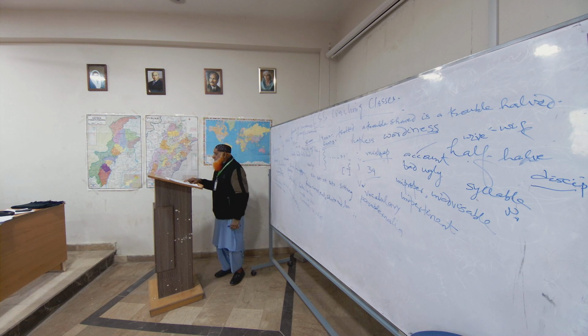Improper placement of adjectives. Adjectives always modify or add to the meaning of a noun or pronoun. And there are seven kinds of adjectives. So you have to see what kind of adjective you are writing.